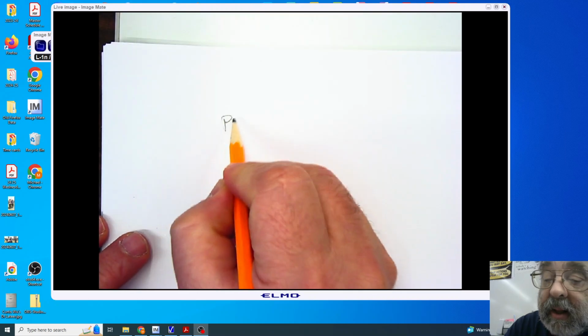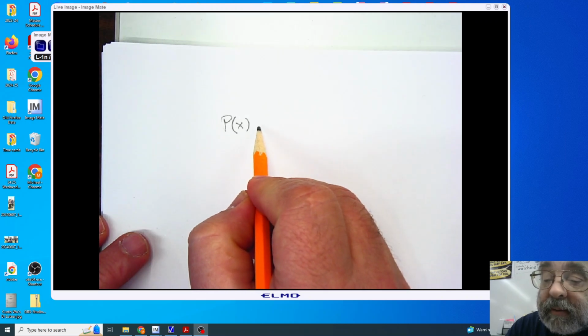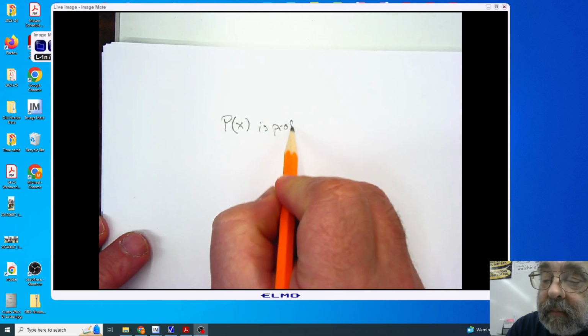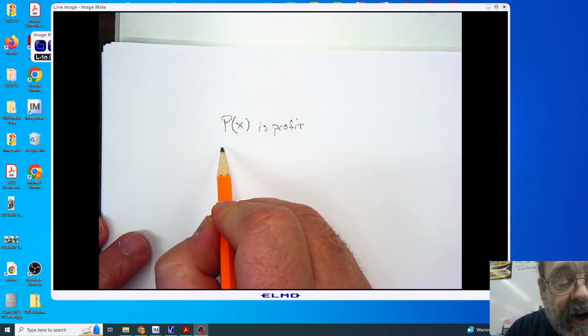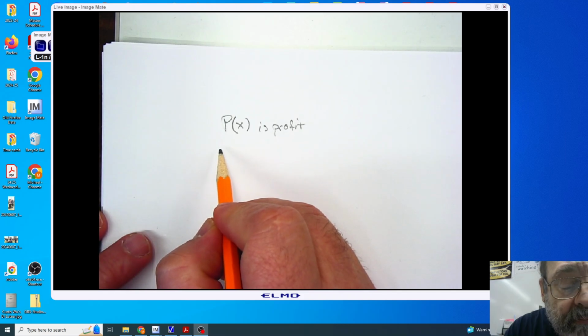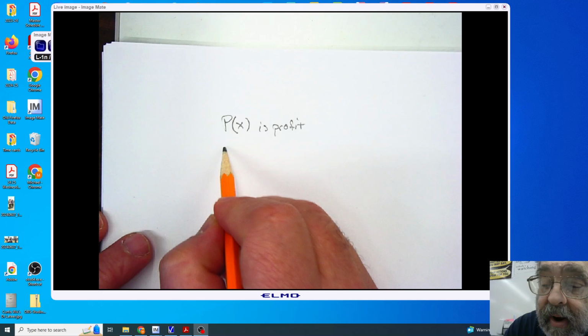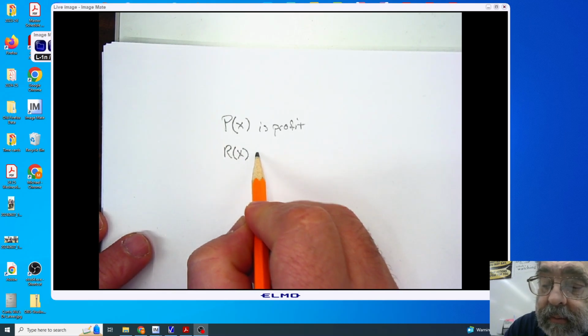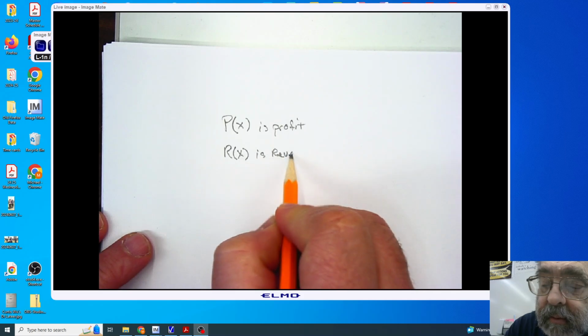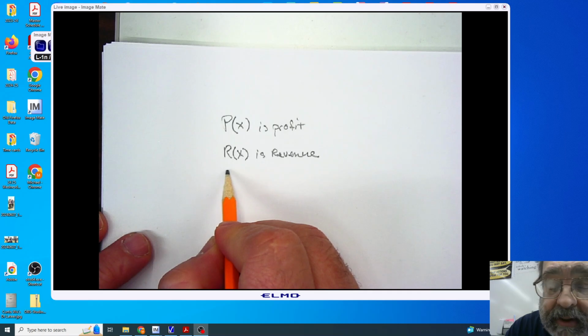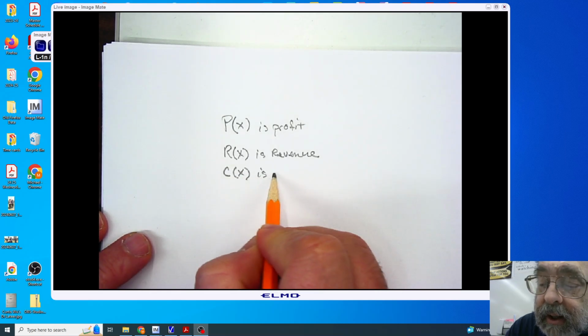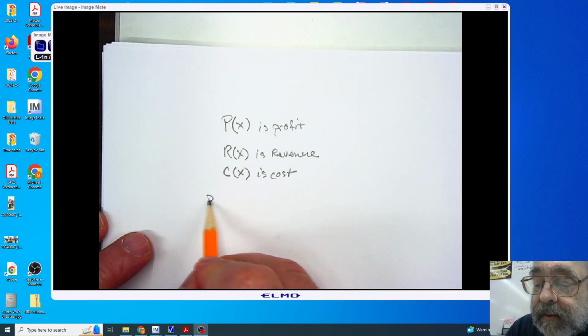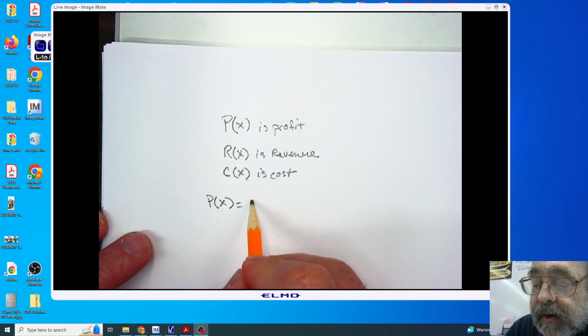So our goal is to find the profit formula. So we're going to start off by saying, let's have P of X be our profit. That means that I'm going to have an R of X, which will be my revenue, and then my C of X is cost. Now our profit has to be our revenue minus our cost.